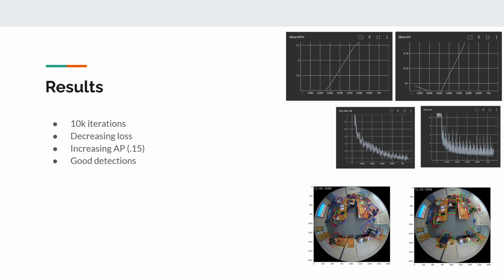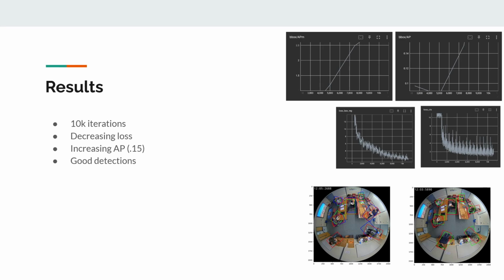All right, so for only being able to train the model for 10K iterations, this took about 10 hours to train. The results are actually pretty good. As you can see, the losses are both on decreasing trends, so they should continue to decrease. This means I expect the model to continue to improve as it trains for more iterations. And then also the AP is at 0.15 at 10K iterations. And you can see on the graph in the top right that it's continuously going up.